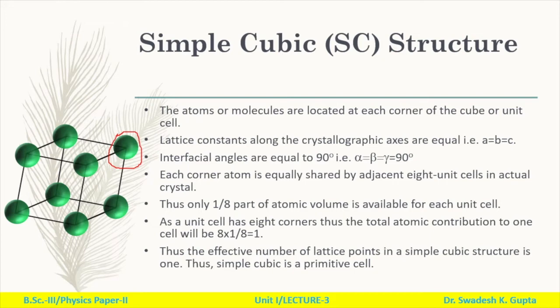So as we can see here, one unit cell has 8 atoms and only 1 by 8 part of the volume of each atom is available to this unit cell. So the contribution from the atoms to the cell will be only 1. So the effective number of lattice points in a simple cubic structure is 1 and so it is also called a primitive cell.